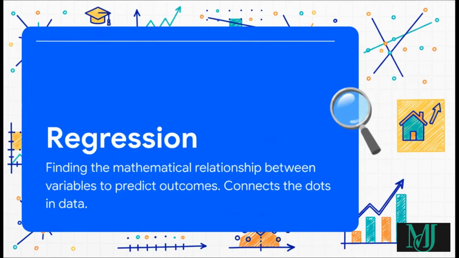At its heart, regression is simply a clever way of finding the mathematical link between different variables. Think of it as connecting the dots. You have data everywhere, and regression helps you draw the line through it, revealing the hidden pattern. That pattern becomes our crystal ball.